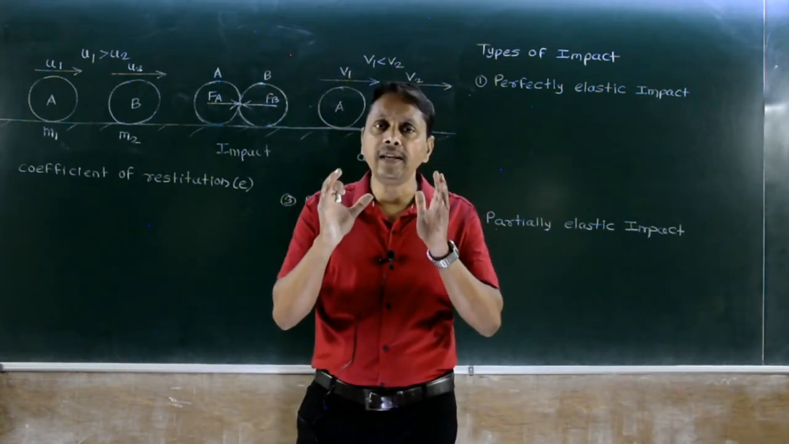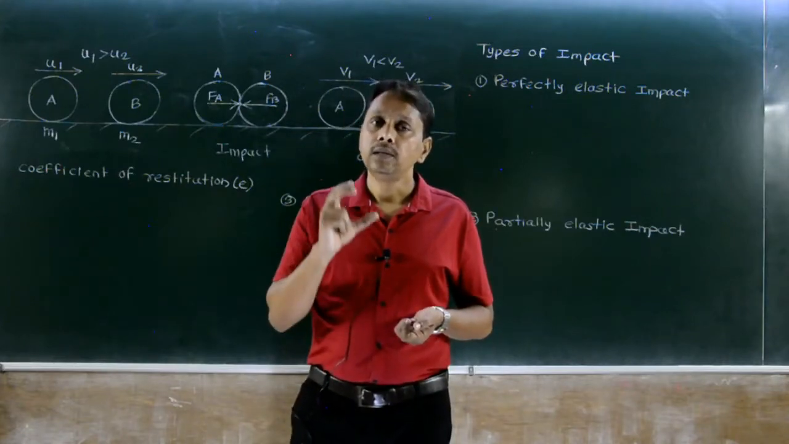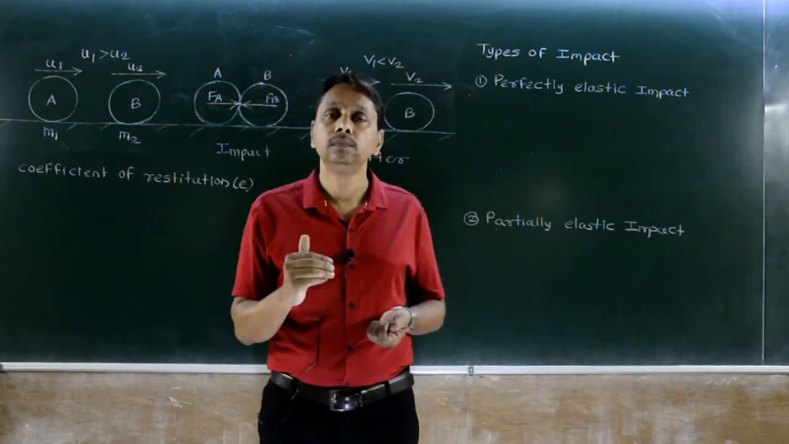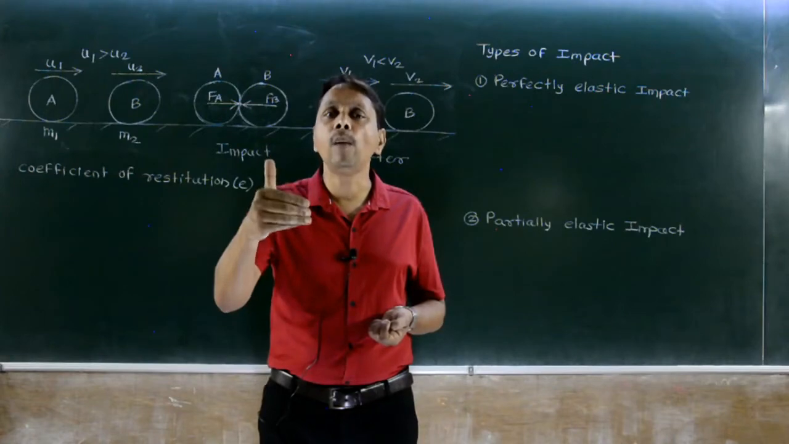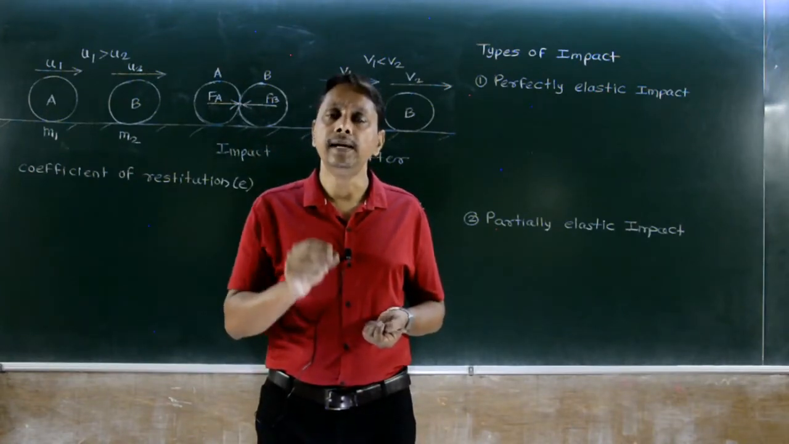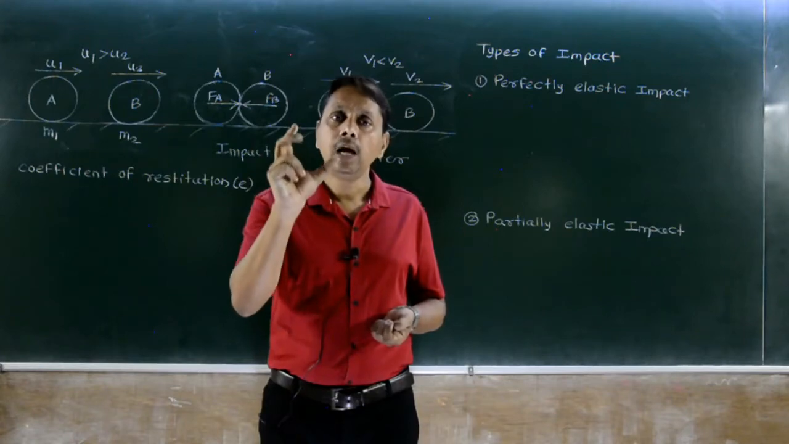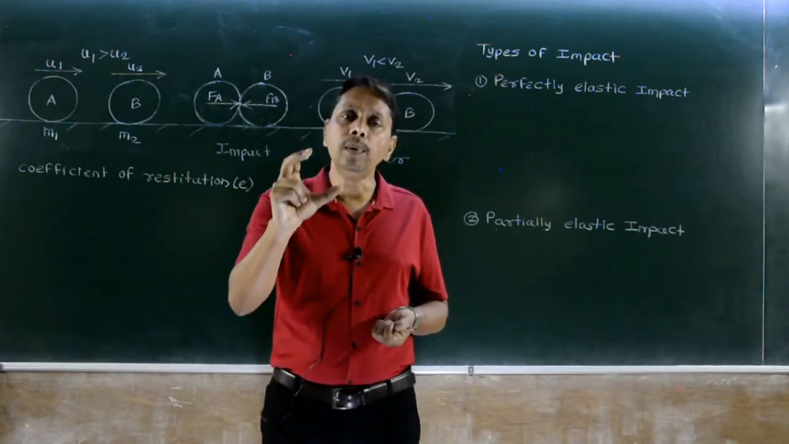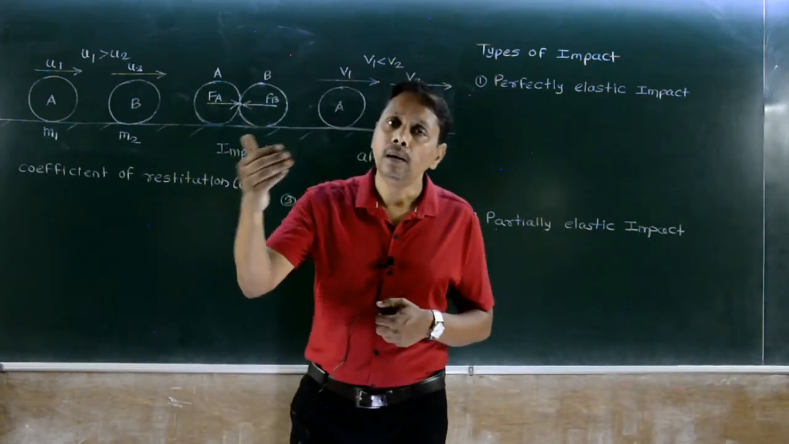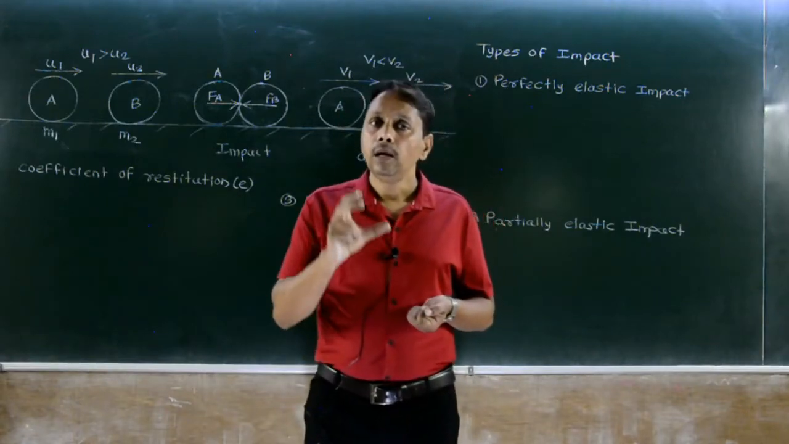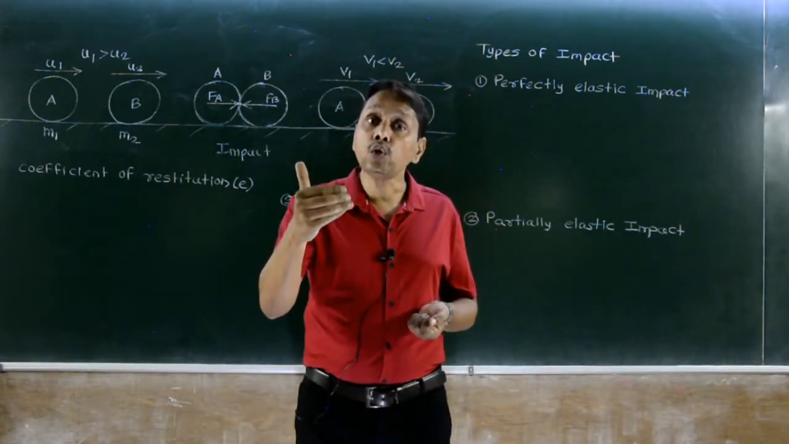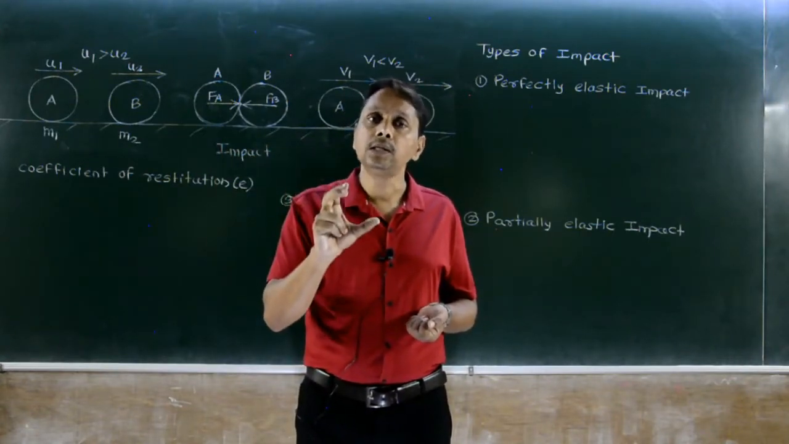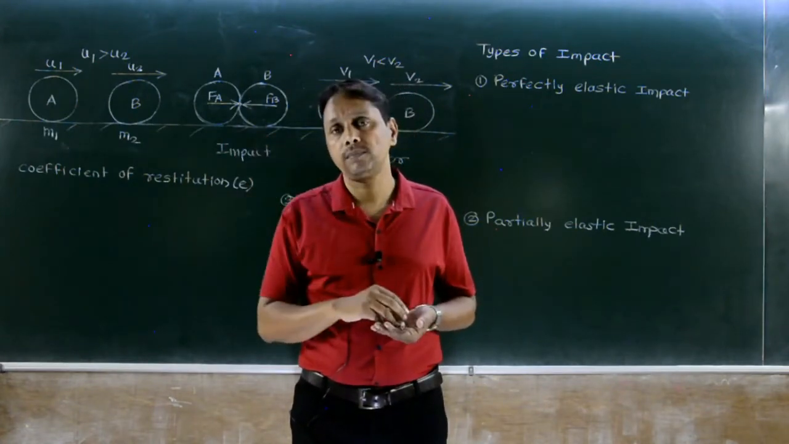So what is the coefficient of restitution? The coefficient of restitution is simply the ratio of impulse during the time of restitution to the impulse during the time of maximum deformation. One more time I am saying, the coefficient of restitution is the ratio of impulse during the time of restitution to the impulse during the time of maximum deformation.